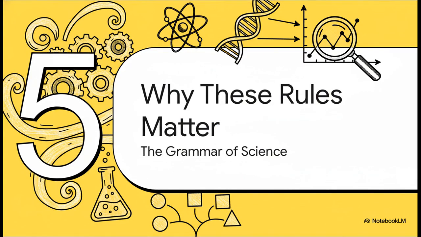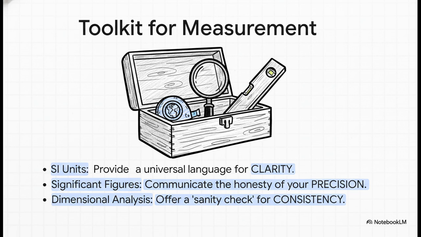So SI units, significant figures, dimensional analysis. You might be thinking, wow, that's a lot of rules. But here's the thing. These aren't just boring regulations to memorize for a test. They are the fundamental grammar of science. They're what allow us to turn a bunch of chaotic observations into a coherent, shareable body of knowledge that everyone can build on. The best way to think about it is as a toolkit.